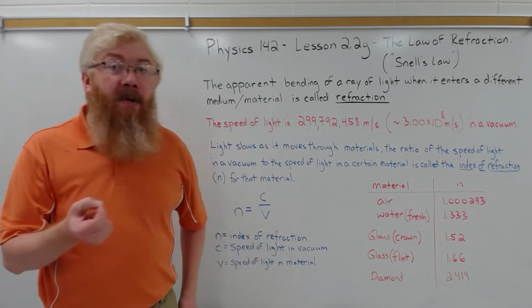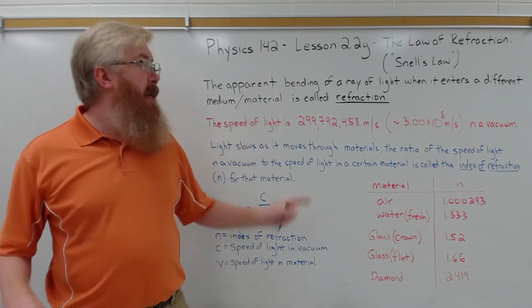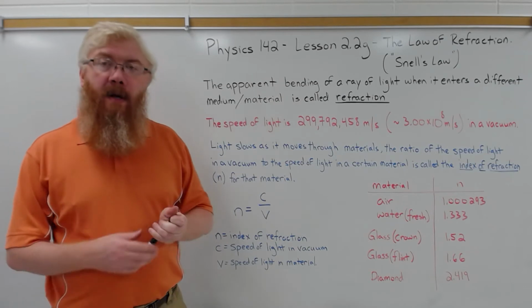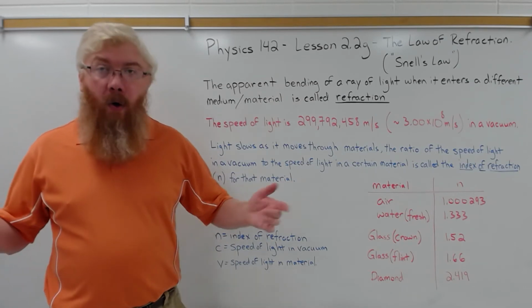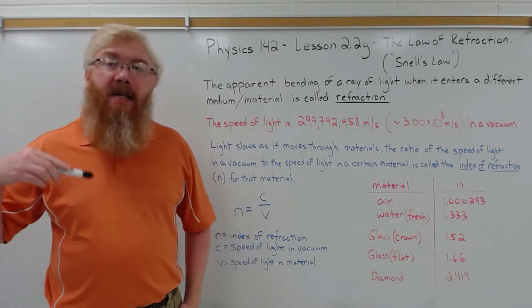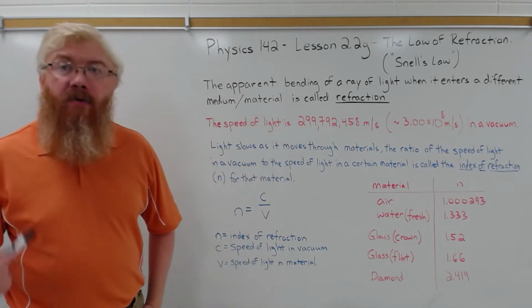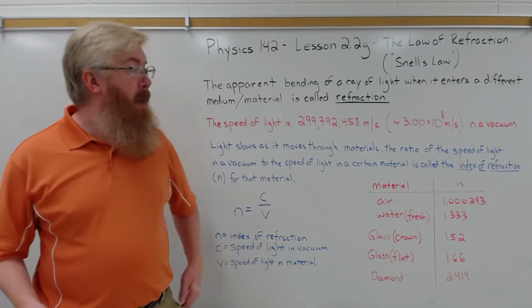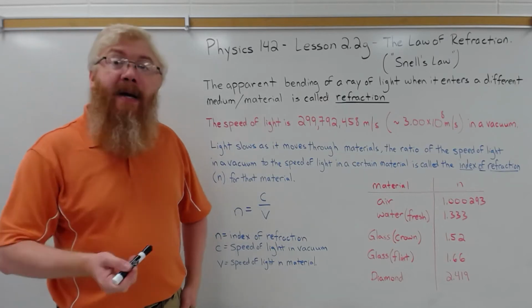So when there's no material, when space is void, no air, nothing, light travels at this speed. But when you add material, like air, or water, or glass, then the speed of light is diminished. Light travels more slowly through these other mediums. However, once it leaves the medium, it speeds back up.